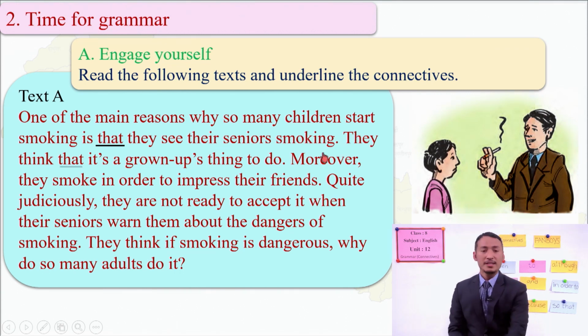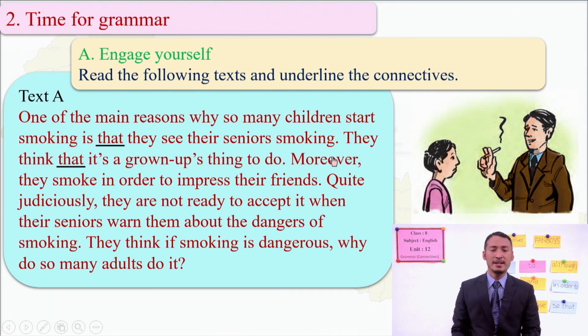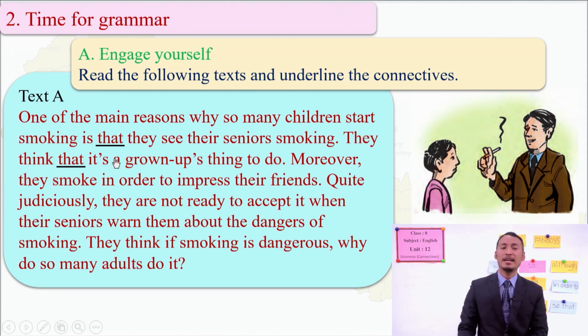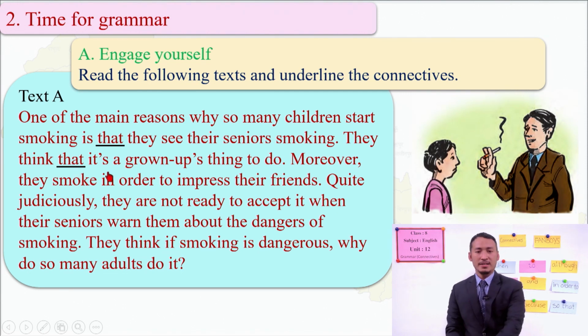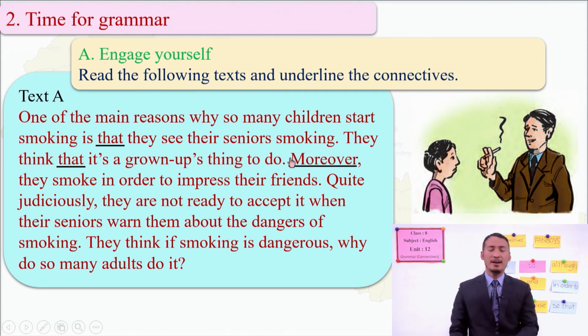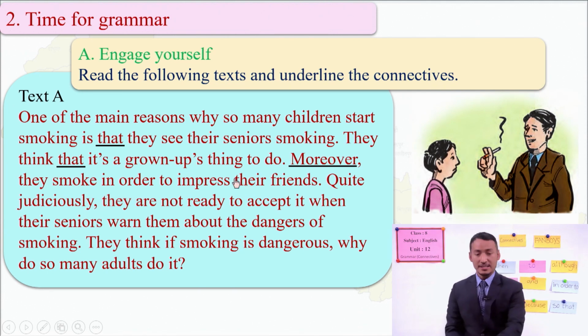Another sentence we have is with the connective that. They think that it's a grown-up's thing to do. One sentence is they think, another one is it's a grown-up's thing to do. So that is connecting here. Moreover, it adds more ideas to the previous sentences, that they smoke in order to impress their friends.